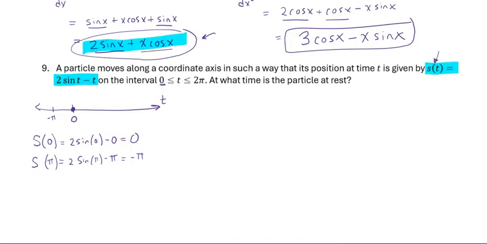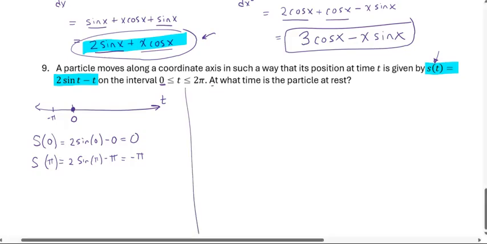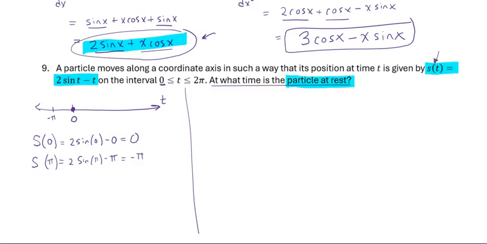It's just a position. Let's go ahead and do what the problem asks, though, because this one says, at what time is the particle at rest? The key phrase is particle at rest. When something's at rest, it's not moving, right? Another way to think about that is something's not moving when the velocity is 0. If something's velocity or speed is 0, then it's just not moving at all.